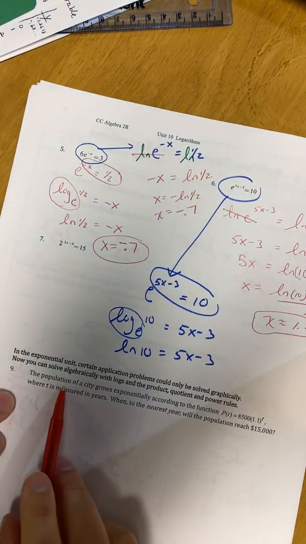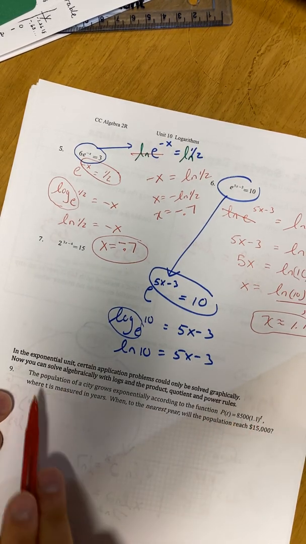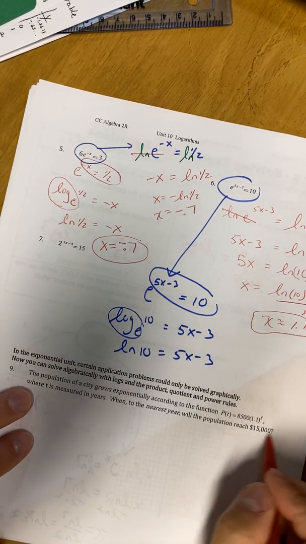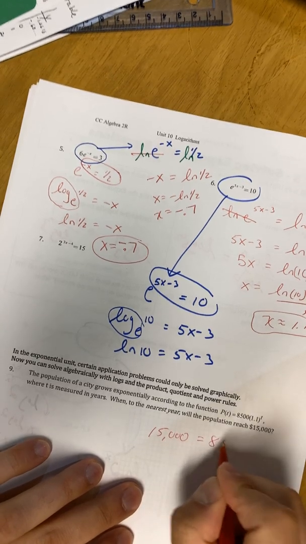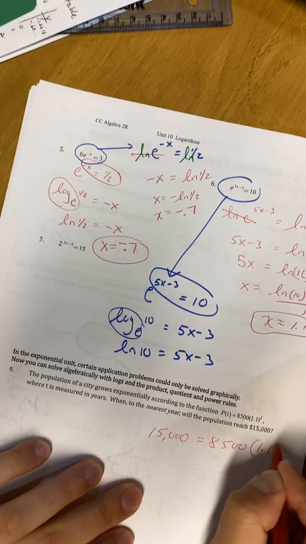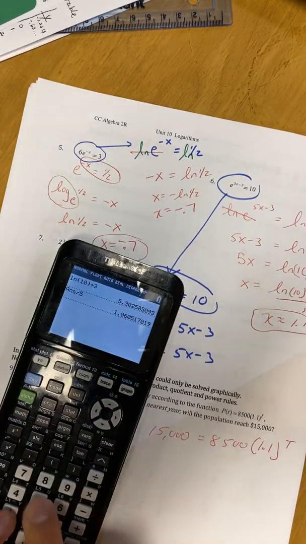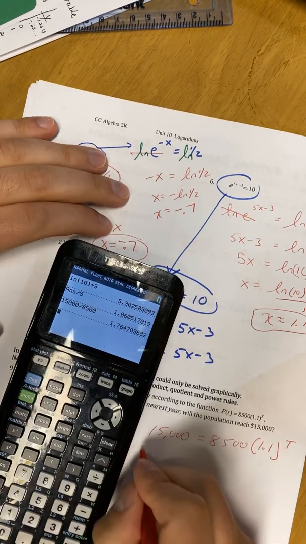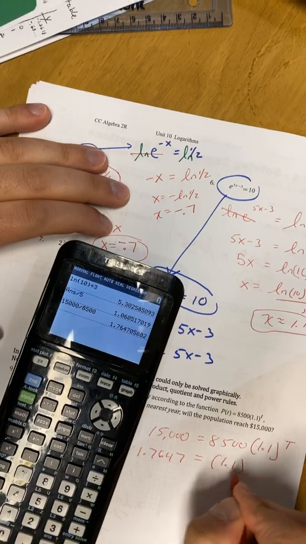This one, the population of a city grows exponentially with that formula. T is years. To the nearest year, when will the population reach 15,000? So 15,000 is 8,500 times 1.1 to the t. So I have to solve for t. Divide by 8,500. So 1.7647 equals 1.1 to the t.